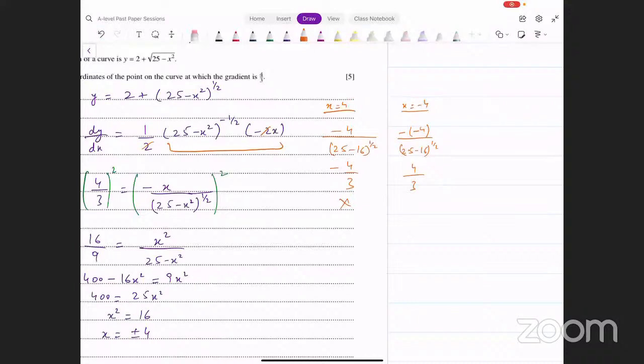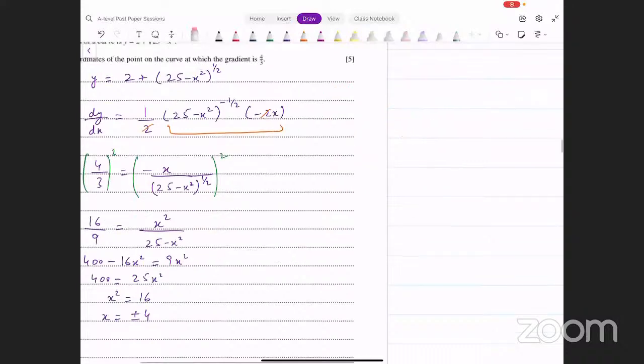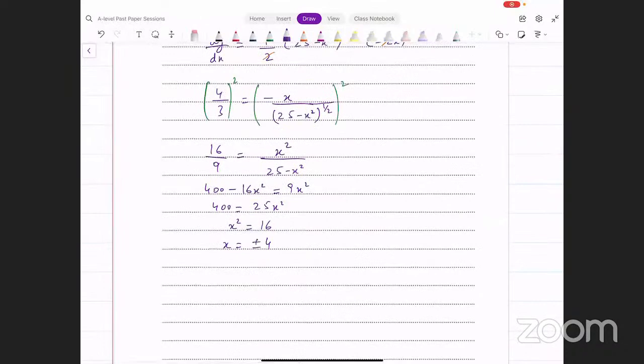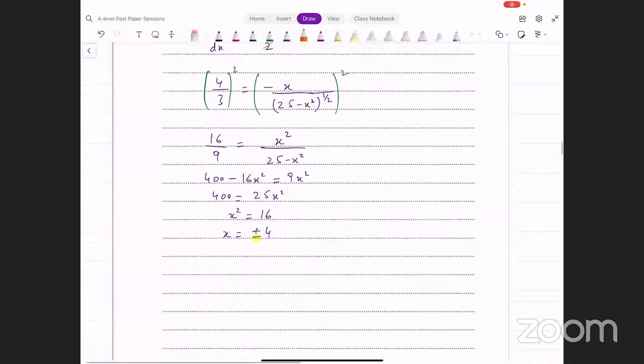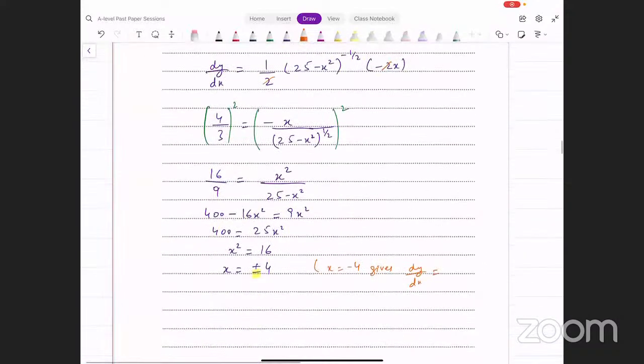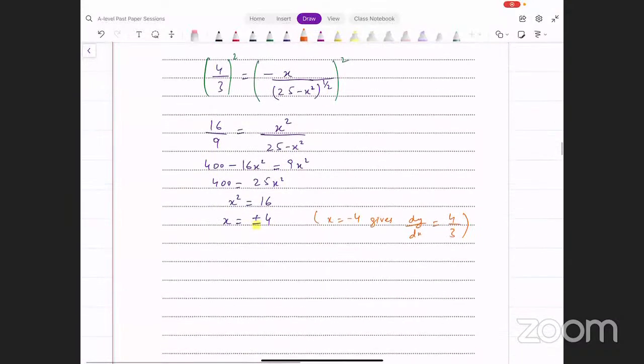तो हम कौन सी x की वैल्यू चूज करेंगे? यहाँ पे हम x equals -4 इनपुट करेंगे, राइट? So that's important. आप ये वाली वैल्यू चूज करोगे, that is -4. The reason for that, x equals -4 gives dy over dx equals 4 over 3. x equals 4 इनपुट करते हैं तो gradient different आ जाता है. So that's why we should be using x equals -4 here. That's the x coordinate that we were looking for.